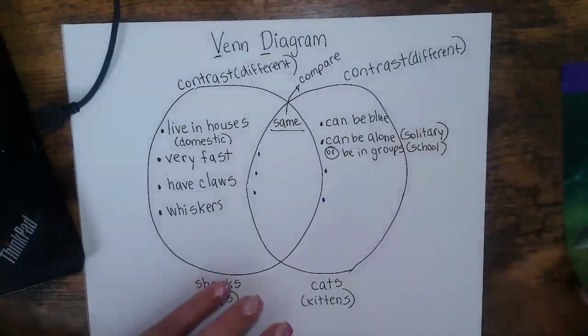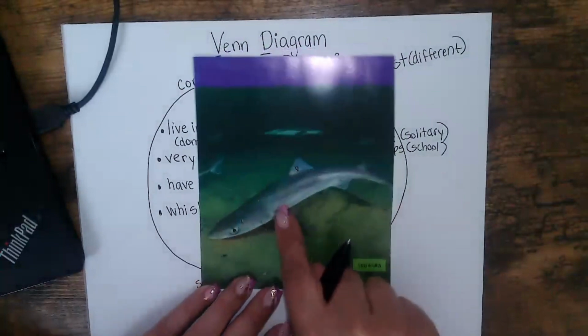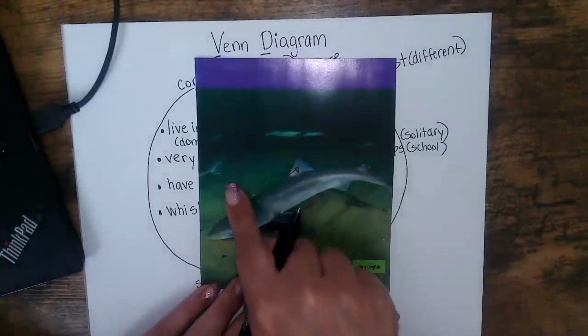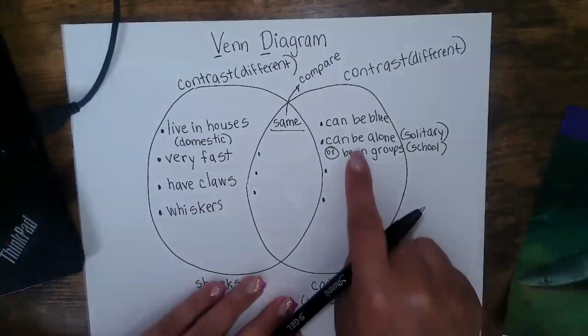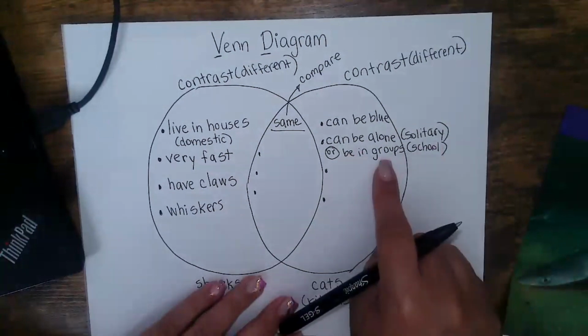Okay, in this picture here, don't worry, I'm gonna pause soon. So here, this shark is in a school. It's with other sharks, right? So sometimes sharks like to be alone or solitary, and sometimes they like to be in a school.